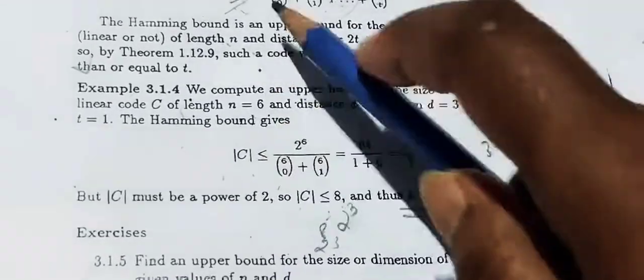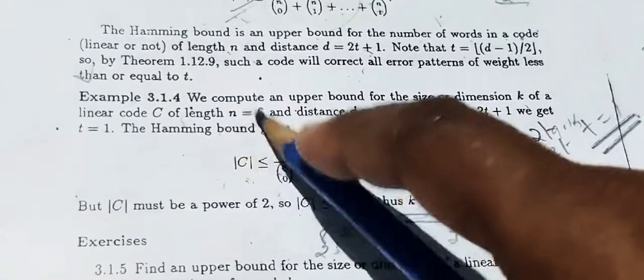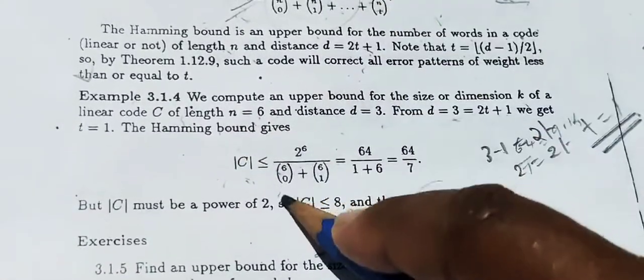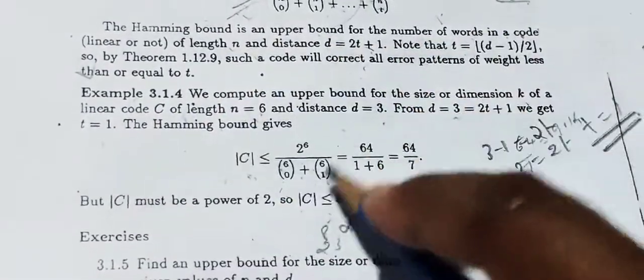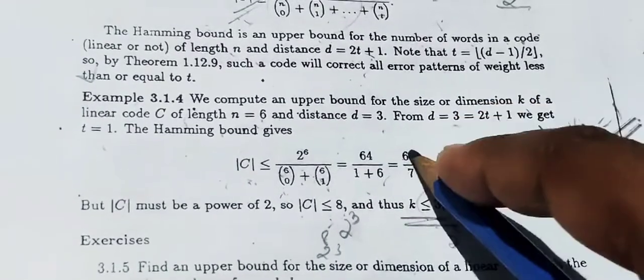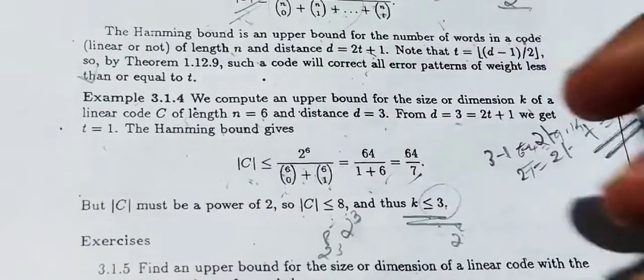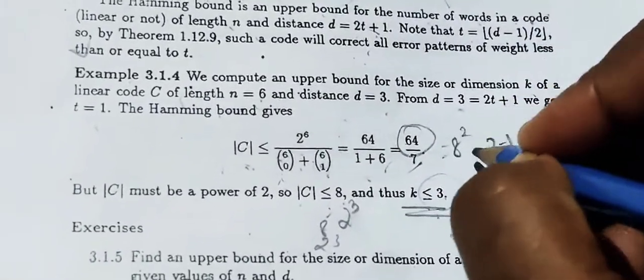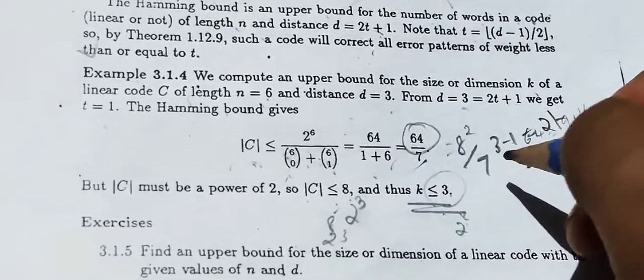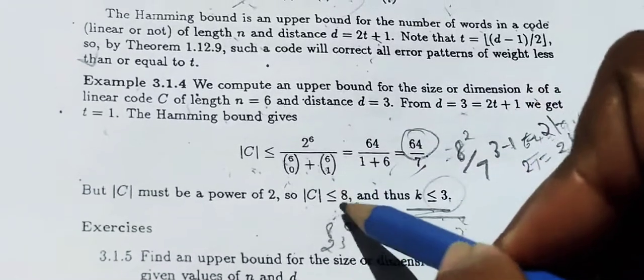And the size, that is the Hamming bound, by definition is less than or equal to 2 raised to 6 divided by (6C0 + 6C1), since n is 6. What is t? t = 1. 6C0 is 1 and 6C1 is 6. That is 64 divided by 7. What is 64 divided by 7? 64 is some 8, 8 squared, right? So 8 squared over 7. When we say this, what will its length be?